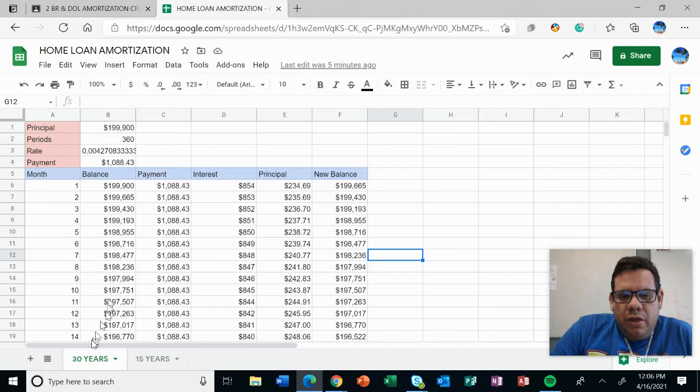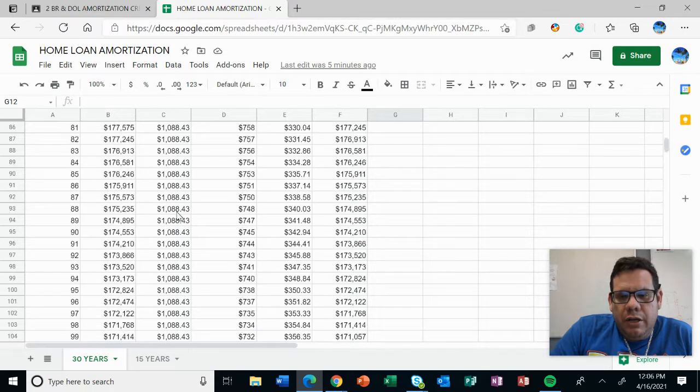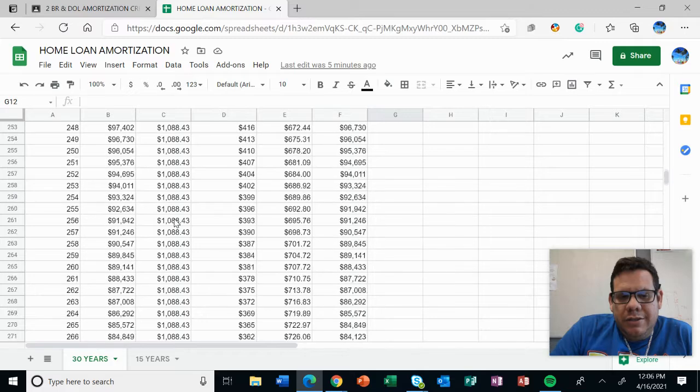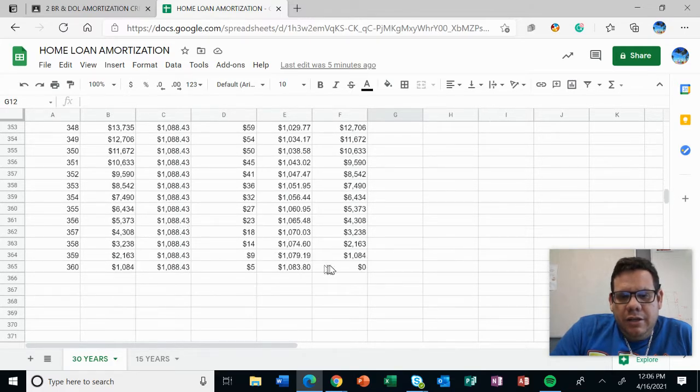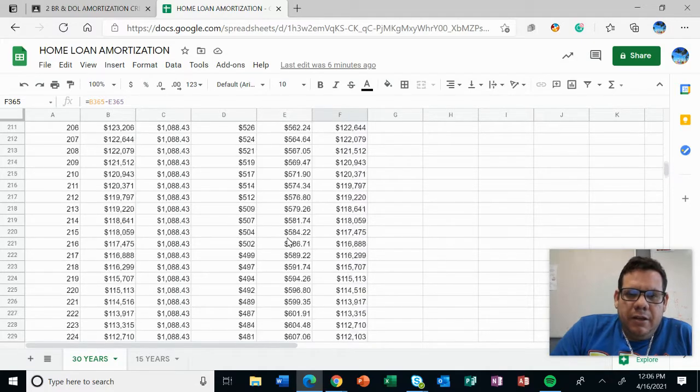If you are working with 30 years, that means we have 12 months per year, so you are going to submit 360 payments for that house. So you will see something very, very long like this. It's a lot of months, time, and money, until the final payment is zero. At this point, that house is yours.